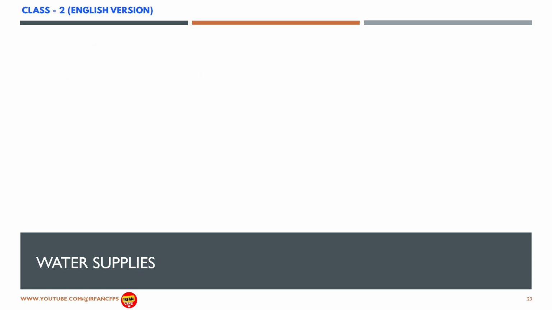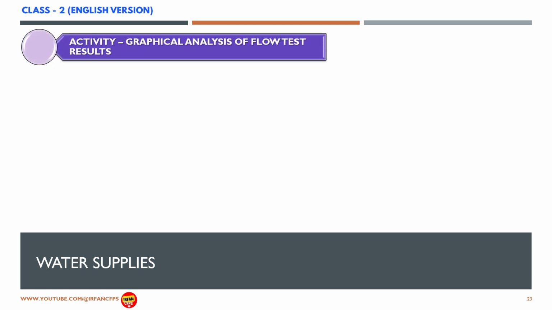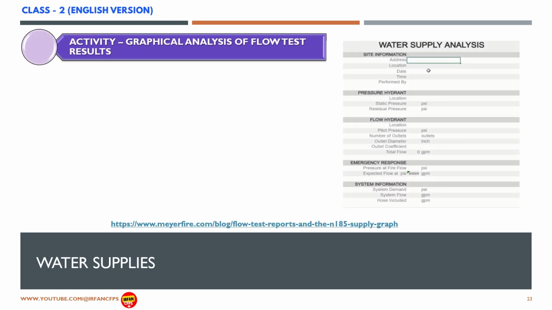Now let's see, by putting all the information of the flow test report in Mirfire software, which is already available on mirfire.com. Now let's start by entering all the data which is available. Water supply analysis software, in which we need to put the site information. I mentioned as Hyderabad, New Malakpet. Date I'll put as 14th February. Time, let's say 3:30 p.m.